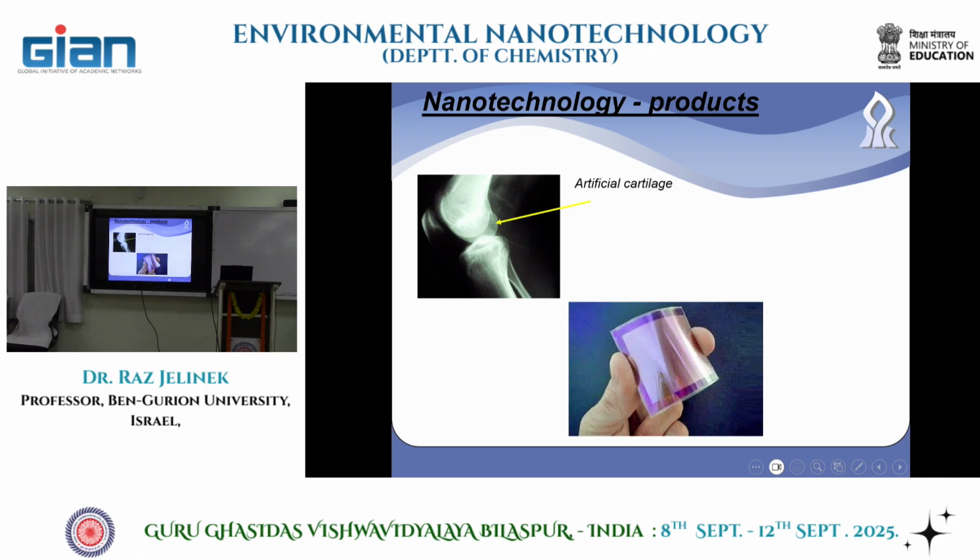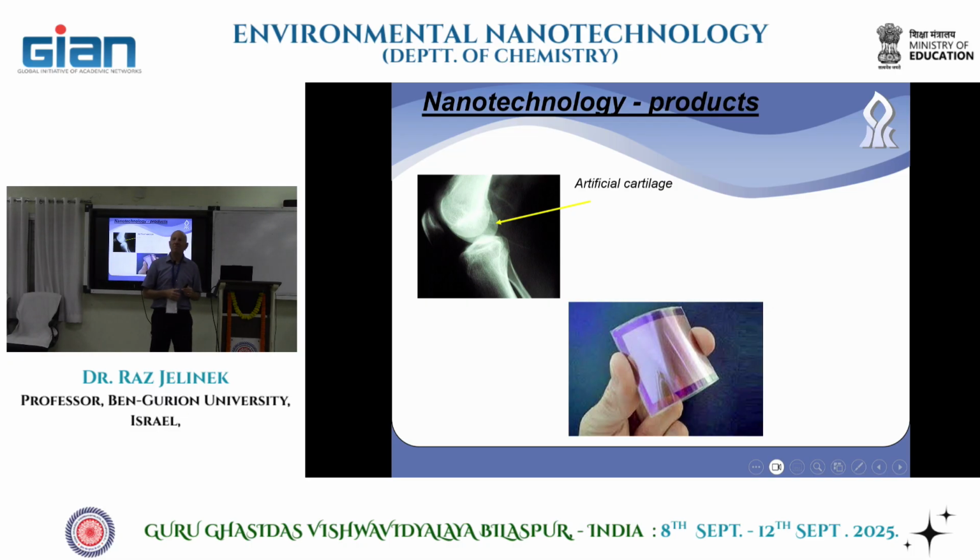Now, one important question that you can ask, okay, it's very interesting. Can you make money out of this? Making money is very important in life. It's not the most important, but it's also important. So what I'll show you now are a couple of slides with actual products and companies that people made over the years from nanostructures. So for example, here we have artificial cartilage.